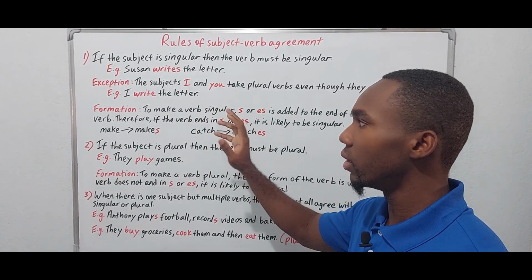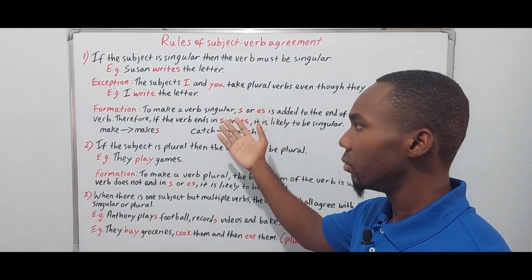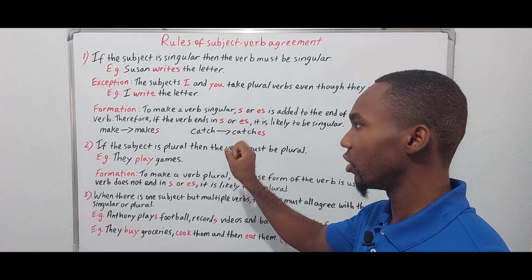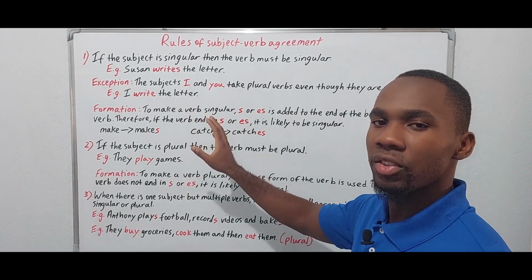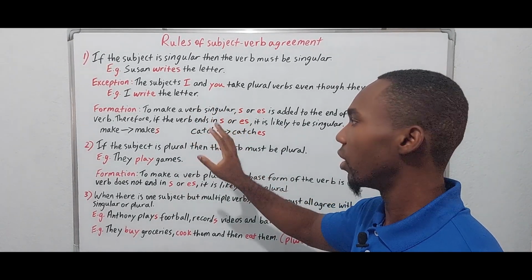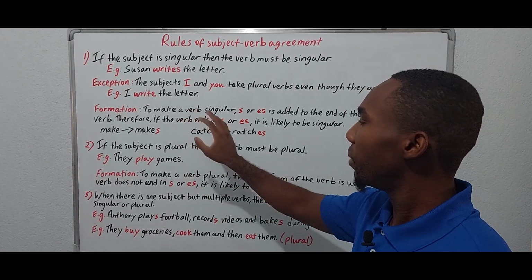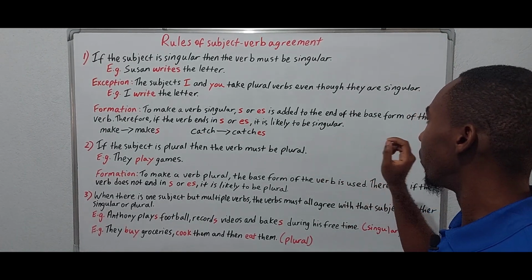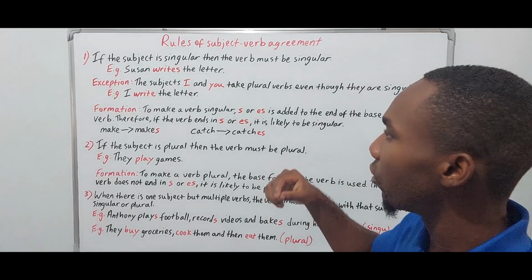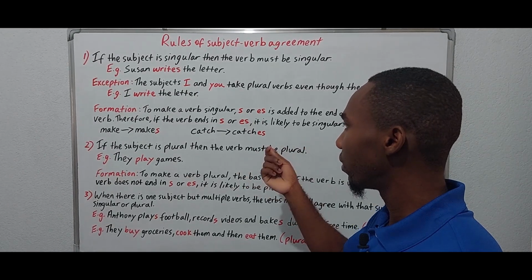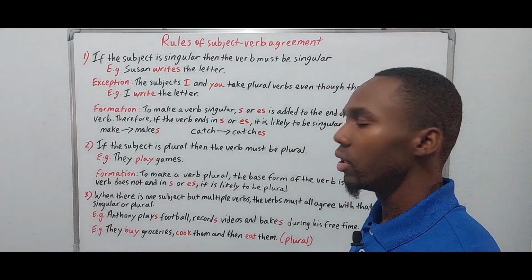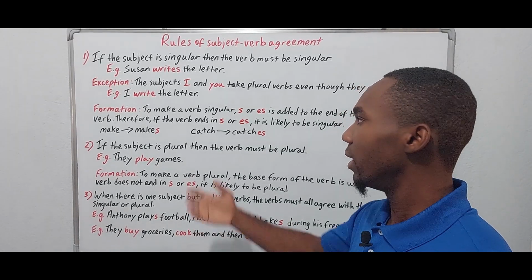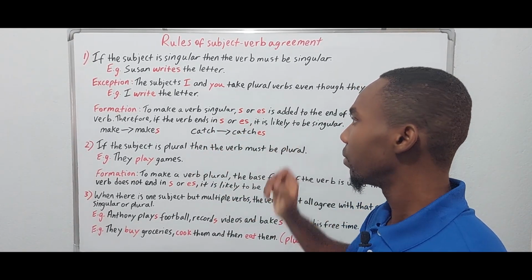Now, this is just a rule when it comes to the formation, or let's say generalization might be better, not rule, generalization. So to make a verb singular, s or es is added to the end of the base form of the verb. Therefore, if the verb ends in s or es, it is likely to be singular. Right. So this is how we would identify a verb that is singular. It is likely to end in s or es.